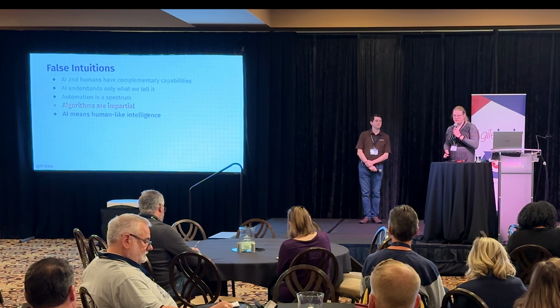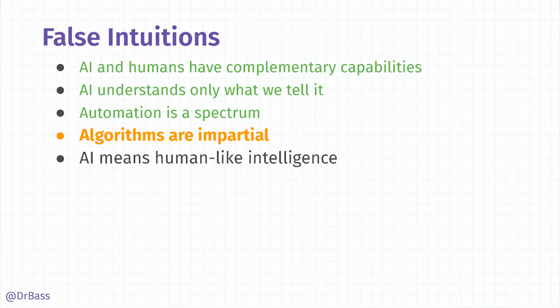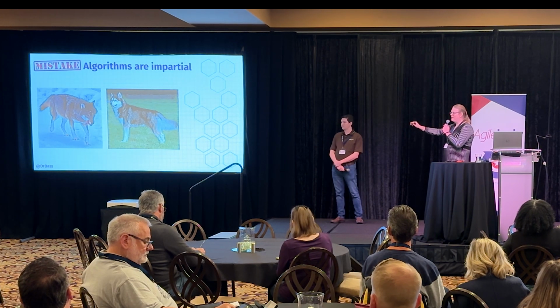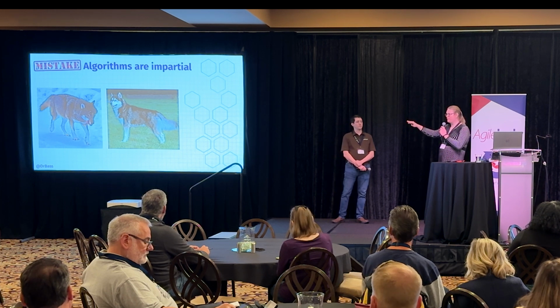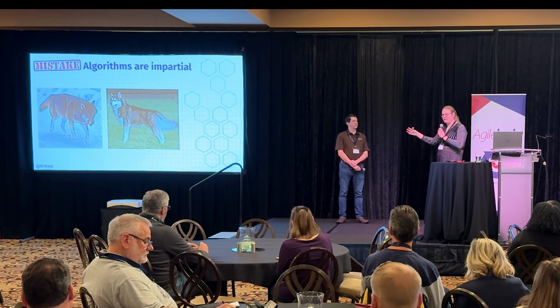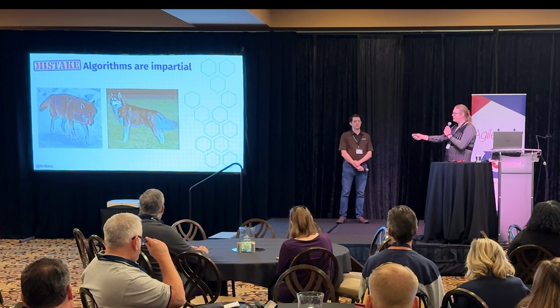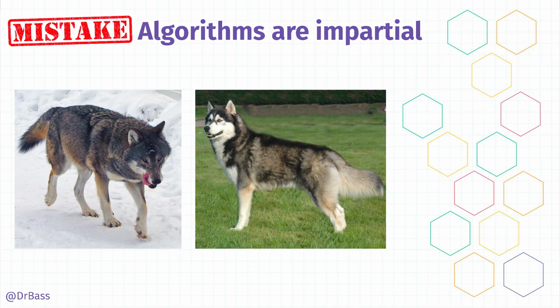Our next intuition is that algorithms are, in their mathematical purity, perfectly impartial. And this is an example that's a favorite of mine. It's a constructed example to show problems with machine vision training data sets, or computer vision training data sets. But you can imagine a situation in which it would be useful to recognize the difference between various types of canids, maybe a conservation effort or something like that.